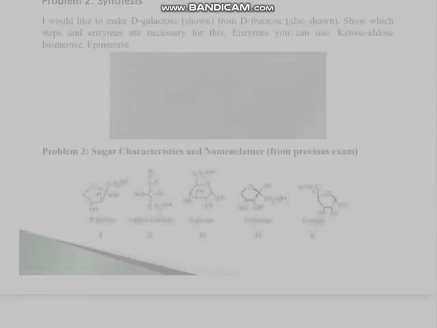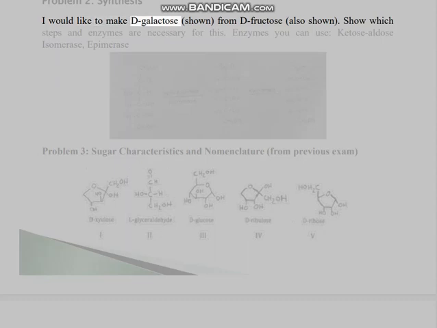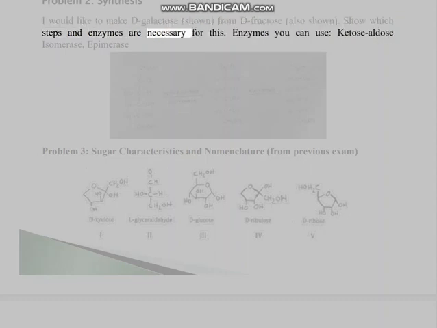Problem 2. Synthesis. I would like to make D-galactose, shown, from D-fructose, also shown. Show which steps and enzymes are necessary for this. Enzymes you can use: ketose-aldose isomerase, epimerase.